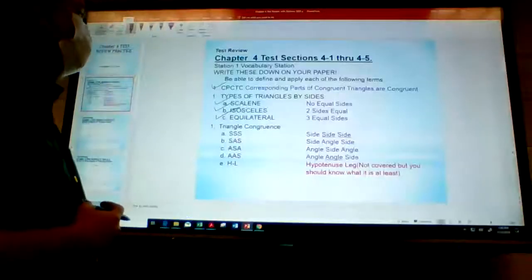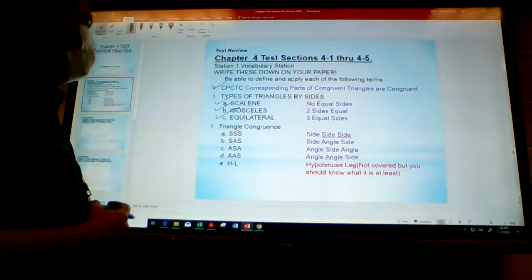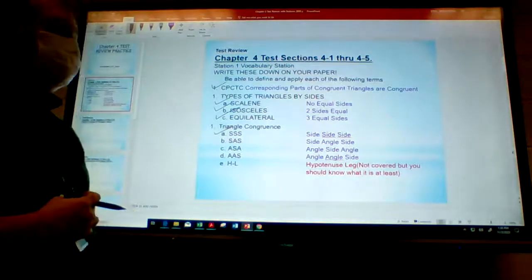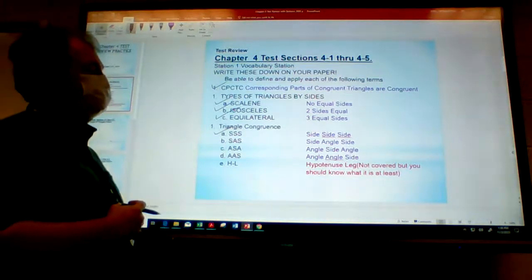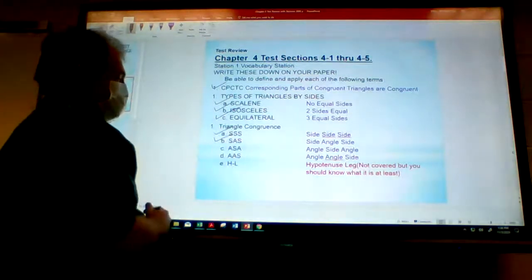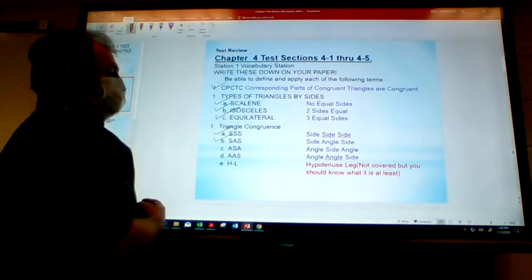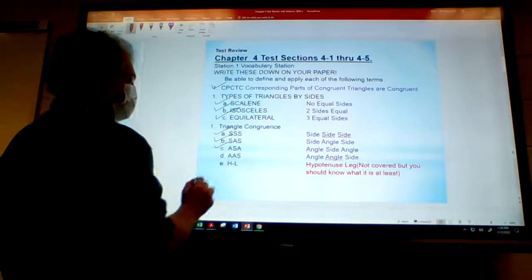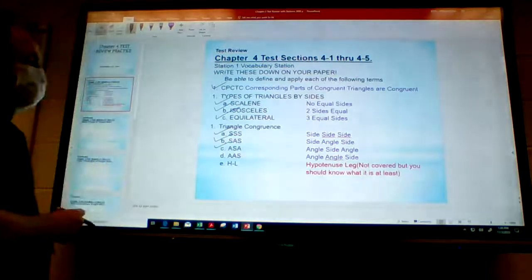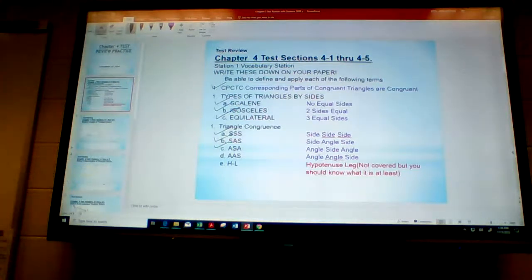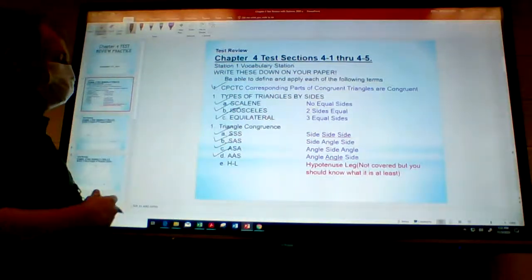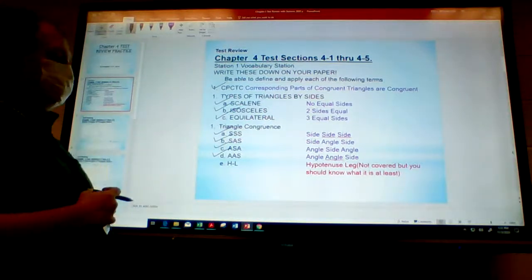Okay. Now, as far as triangle congruence, there's 5 ways to prove it. We only talked about 4 in class, but I will go ahead and mention the other one for you. First of all, side, side, side. That's where all 3 sides are congruent. Side, angle, side. 2 sides and an angle that is shared by both sides. Angle, side, angle, which is 2 angles and a side that they share in common. And then finally, angle, angle, side. That's where you have 2 angles and a side that they don't share in common.